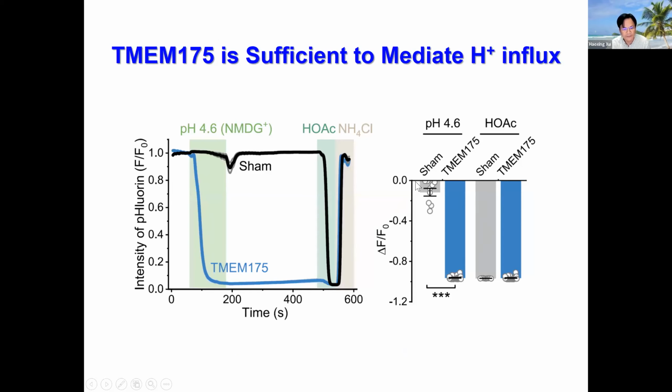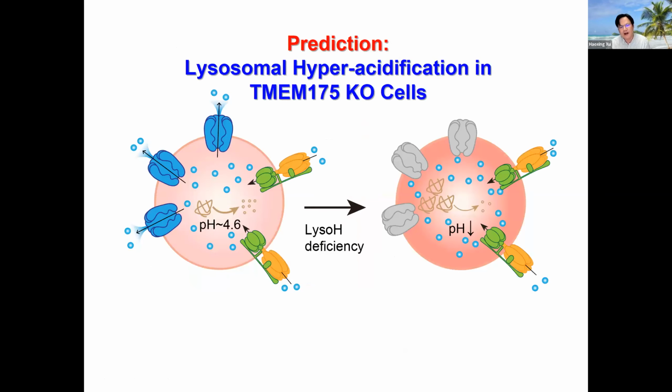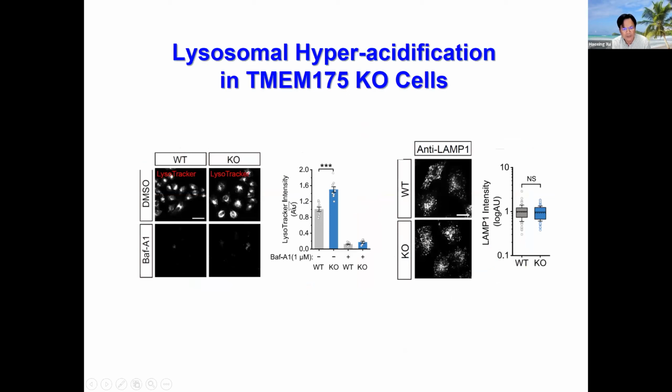So if P175 is indeed the proton leak, we would expect the lysosomes to be over-acidified or hyper-acidified in the knockout cells. That seemed to be the case. And when we use LysoTracker to stain lysosomes, you can see the LysoTracker staining is higher in the knockout cells. But of course, another possibility is there are just more lysosomes in the knockout cells, as in many lysosome storage disease cells. However, LAMP1 staining is comparable for wild-type and knockout cells.